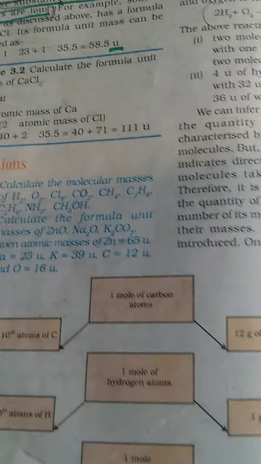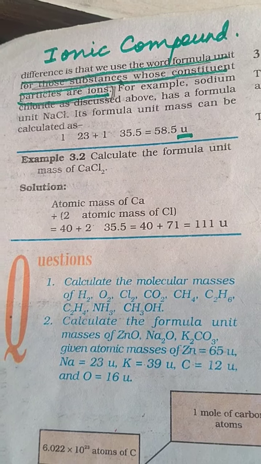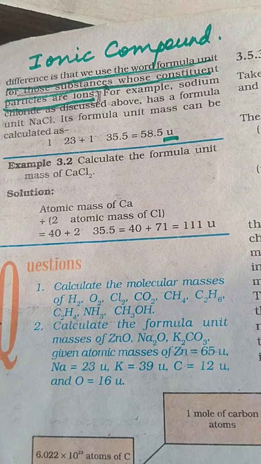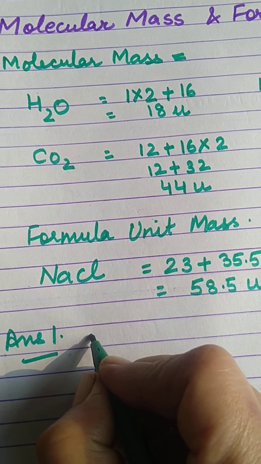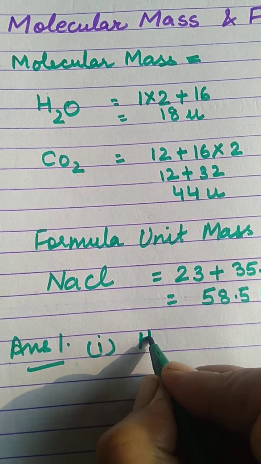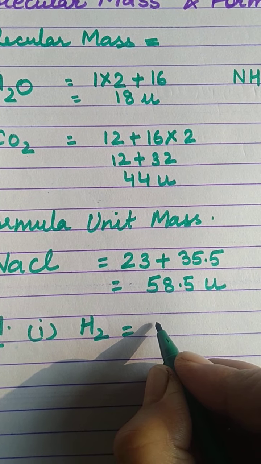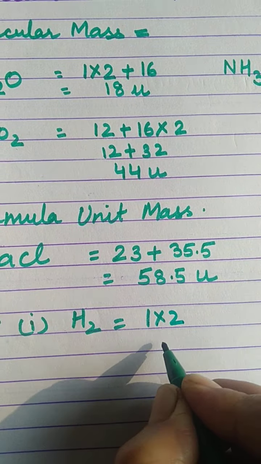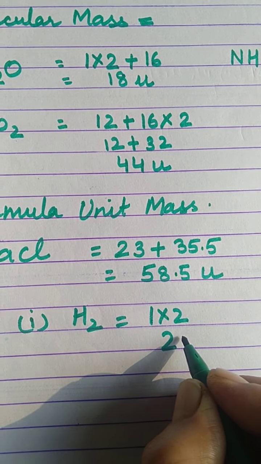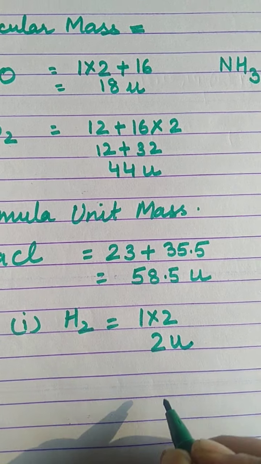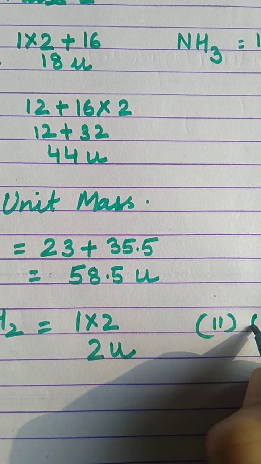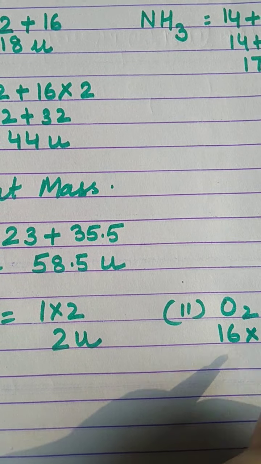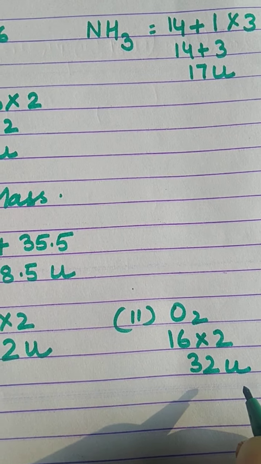Now you can easily do the questions given on page 40, question number 1 and question number 2. Right? Solution, answer 1. Like it is hydrogen. So hydrogen is taken, atomic mass of hydrogen is 1. 1 into 2, the molecular mass of hydrogen is 2 u. If it is the second question, that is oxygen, 16 into 2, that is 32 u.